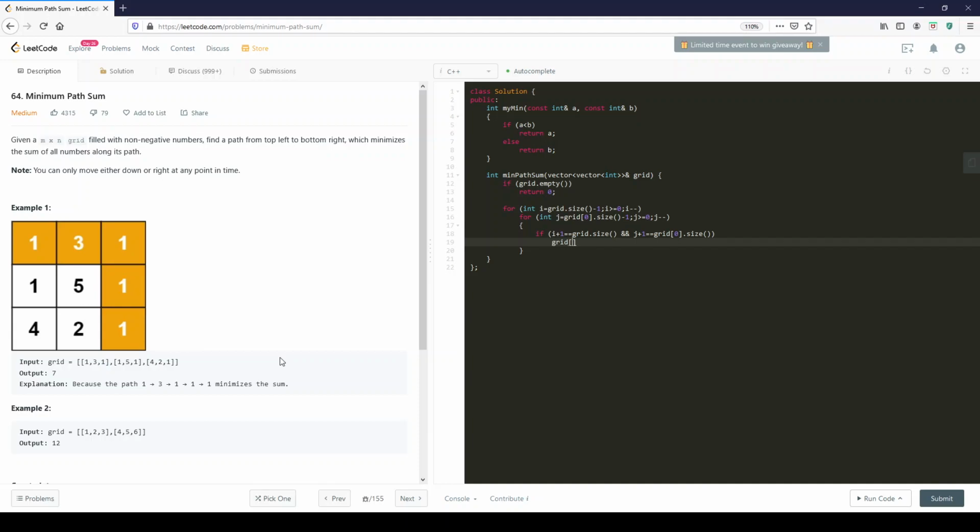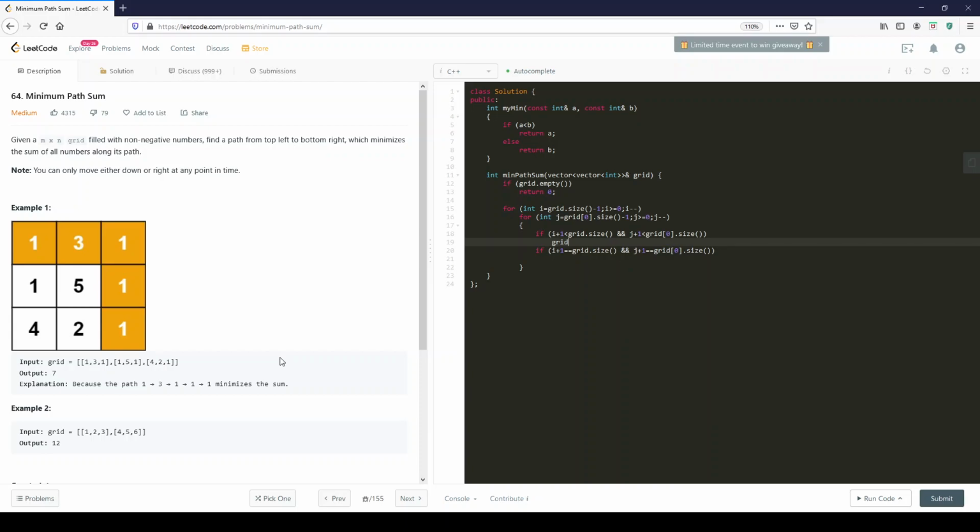Yes, I know that's redundant and I could have done it the opposite direction. Actually, you know what? We don't need that. Let's just save that for last. Let's start here. So if i plus 1 smaller than grid.size and j plus 1 smaller than grid[0].size, so that means we have two values here.